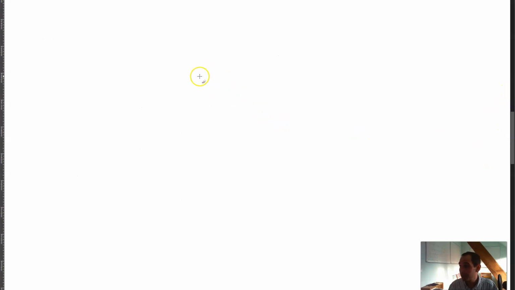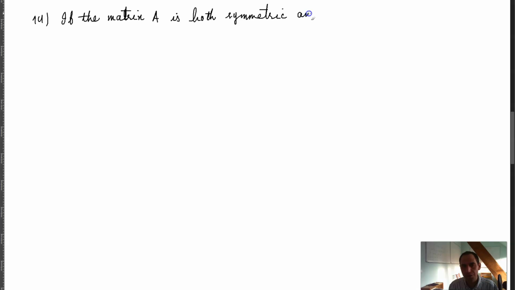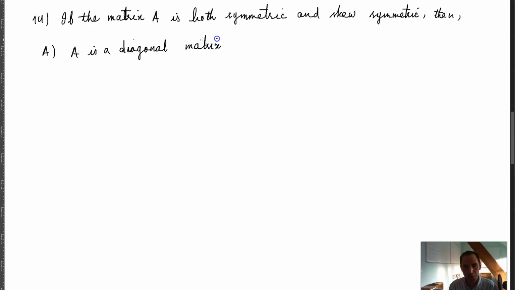Now question number 14 is: if the matrix A is both symmetric and skew symmetric, then A is, choice A, a diagonal matrix. Choice B is a zero matrix.